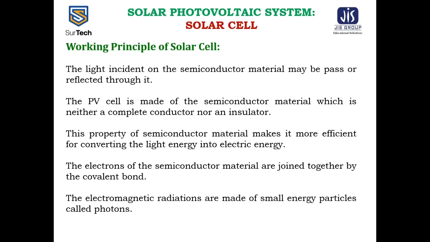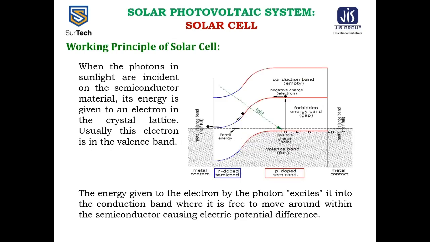The electrons of the semiconductor material are joined together by covalent bonds. The electromagnetic radiations are made of small energy particles called photons. When the photons in the sunlight are incident on the semiconductor material, its energy is given to an electron in the crystal lattice. Usually, this electron is in the valence band. The energy given to the electron by the photon excites it into the conduction band, where it is free to move around within the semiconductor, causing the electric potential difference.